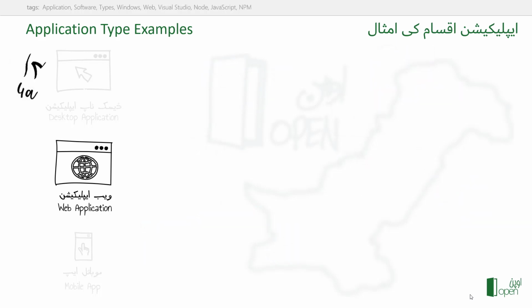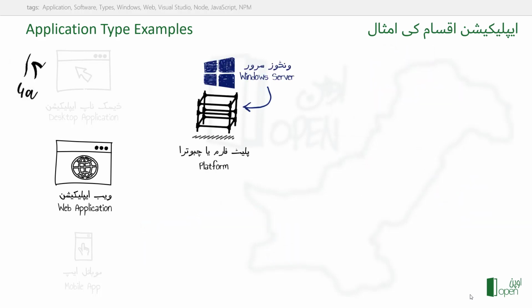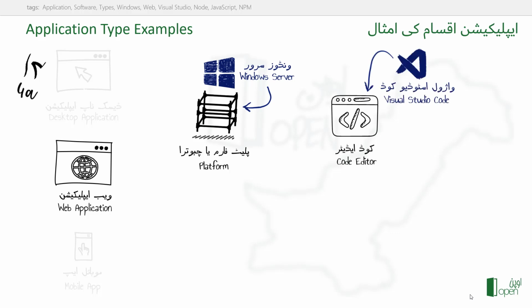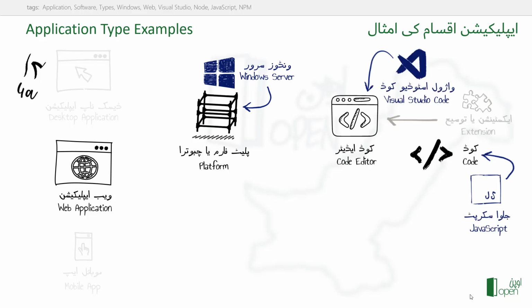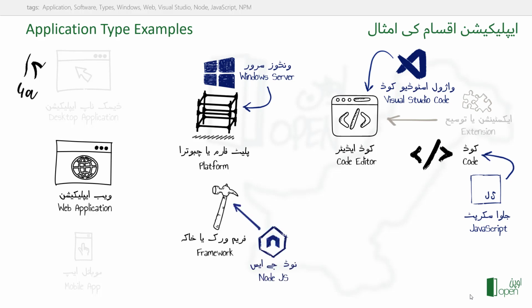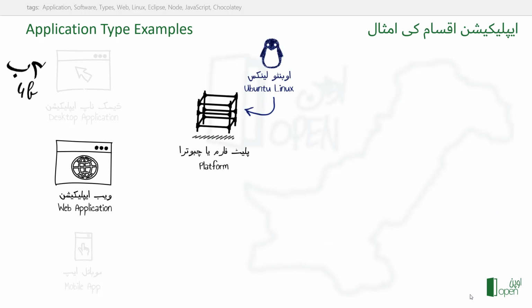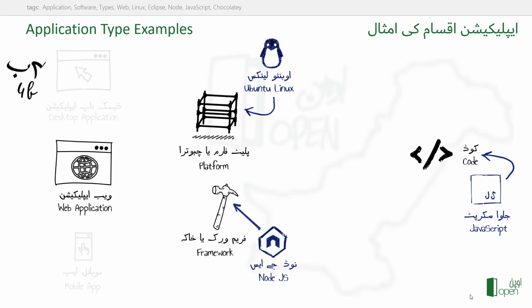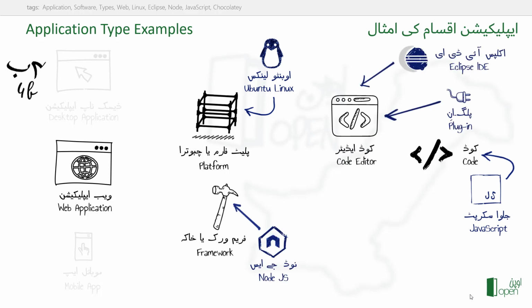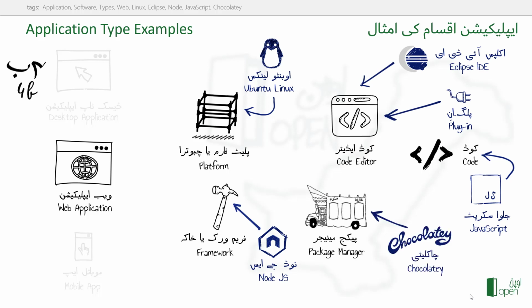If the web application needs to be deployed to the Windows Server platform using Visual Studio Code as the code editor, using the JavaScript programming language, an extension needs to be installed for VS Code. The framework used is Node.js, and the package manager is called NPM or Node Package Manager. Similarly, a web application that needs to be deployed to the Linux platform using JavaScript as the programming language and Node.js as the web framework, the developer can use the Eclipse IDE code editor with a plugin. The developer can also use Chocolatey as a package manager.